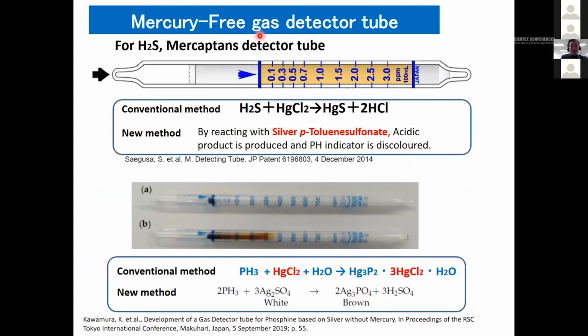These are the mercury-free gas detector tubes for H2S and mercaptans. We chose silver toluene sulfonate instead of mercury chloride. And for phosphine tubes, we chose silver sulfate instead of mercury chloride. By these reactions, a brown product is generated like this. We use mercury-free gas detector tubes with this principle.